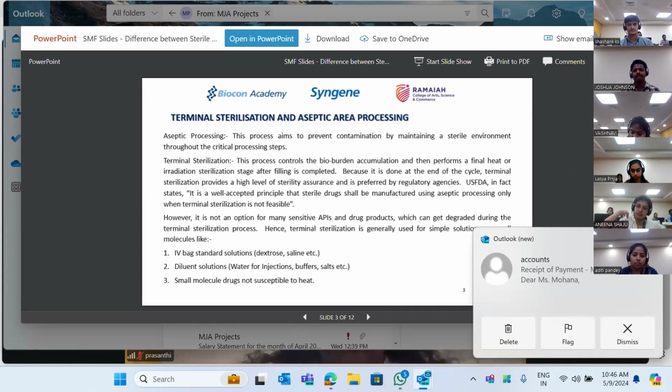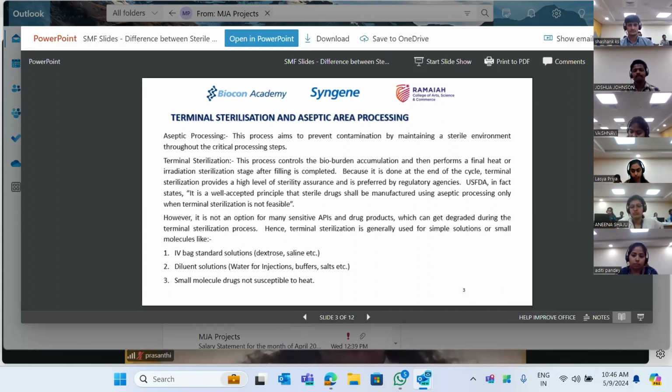What is terminal sterilization? Terminal sterilization refers to the process of sterilizing a product, usually in its final packaging, to ensure that it is free from viable microorganisms. Means when the product is done, it is taken to an equipment wherein it is heated or terminally sterilized so that any microorganism present will be removed. This is typically done using methods such as steam sterilization, gamma irradiation, or ethylene oxide gas sterilization.